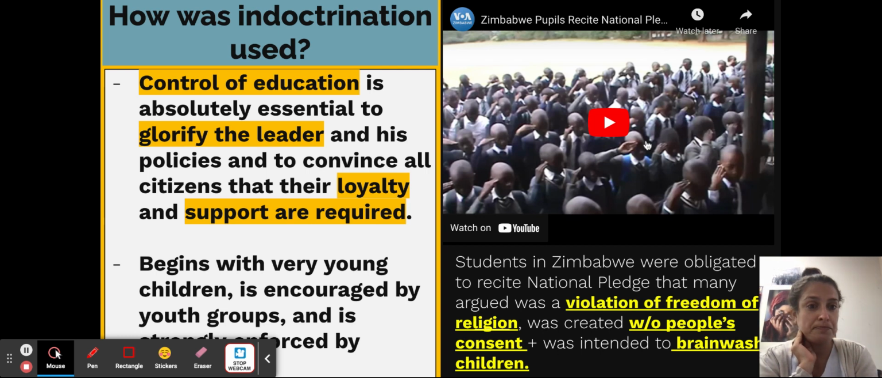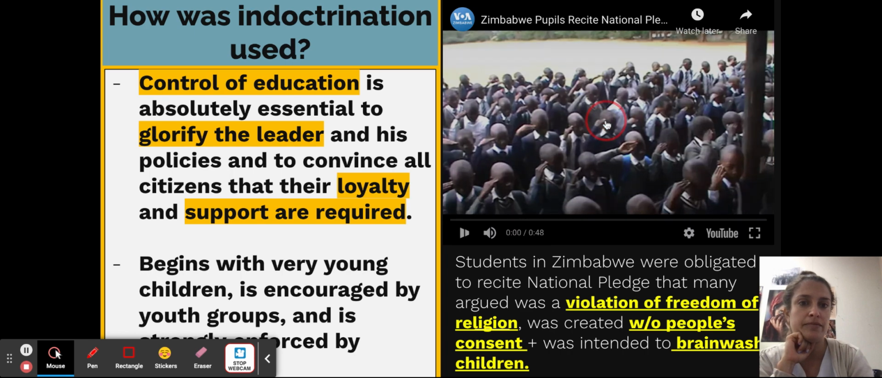So I'm going to show you a video of students in Zimbabwe. We used to do Zimbabwe's former leader, Robert Mugabe, but we don't have time for him this year. But I did still want to include this video because we want to show you how students here are obligated, mandated, to recite the national pledge. Many people in Zimbabwe have said this is a violation of their religious freedom. The parents did not give consent to this. They believe that this national anthem is a way to brainwash their children. Okay, let's take a look at this video to see. Hopefully you can hear it.